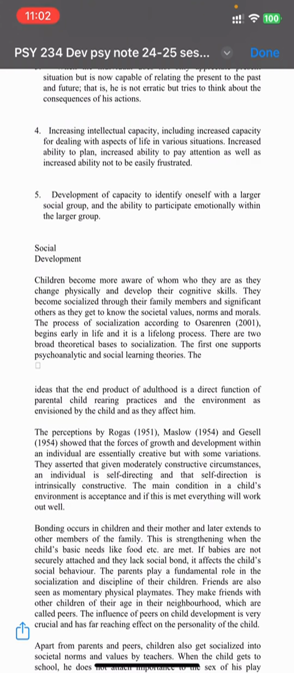There are two broad theoretical bases to socialization. The first one supports psychoanalytic and social learning theories: the idea that the end product of adulthood is a direct function of parental child-rearing practices and the environment as envisioned by the child and as they affect him. So basically, the first one supports psychoanalytic theories, and psychoanalysis is basically studying your subconscious. They are trying to understand how the subconscious affects what you do.